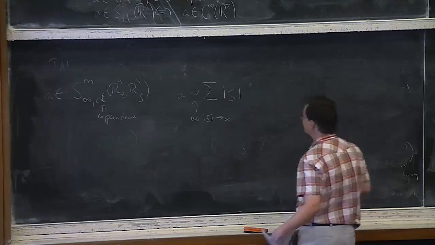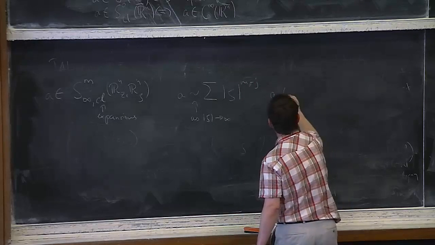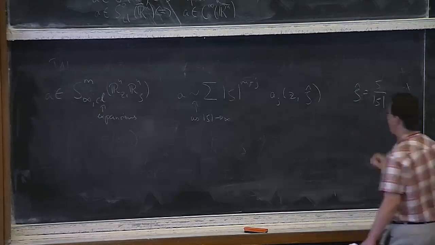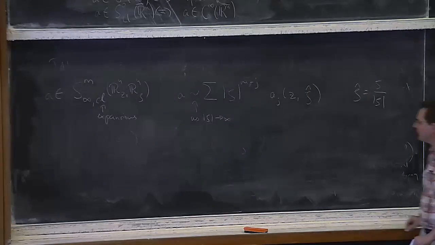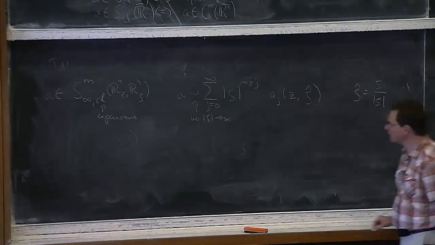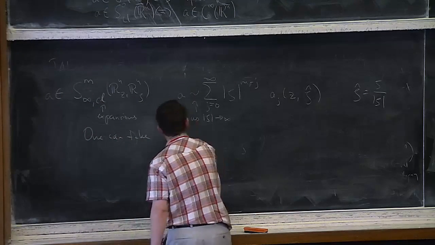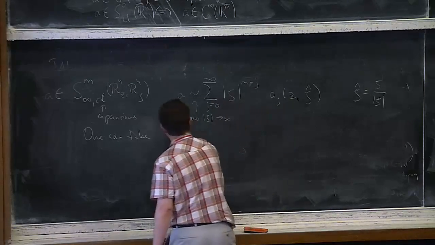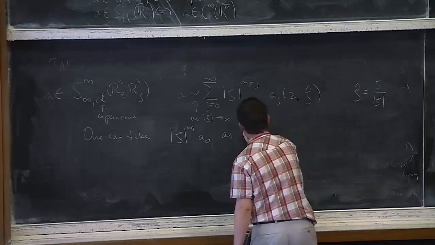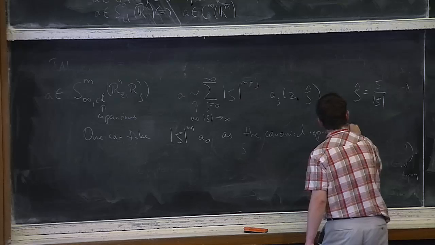It's not a problem that the origin is of course singular if I put down something like m minus j here. And then at zeta hat, so zeta hat is just zeta over the magnitude of zeta, it has an expansion like this. And so here one can take the A0 term, A0, as the canonical representative of this equivalence class.